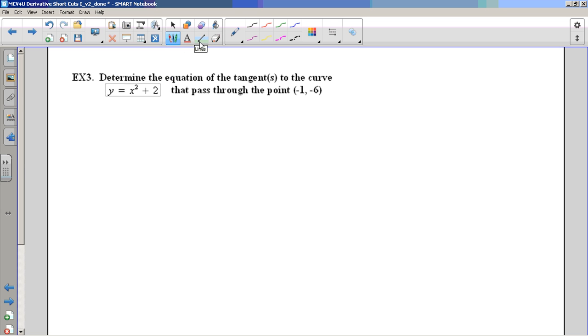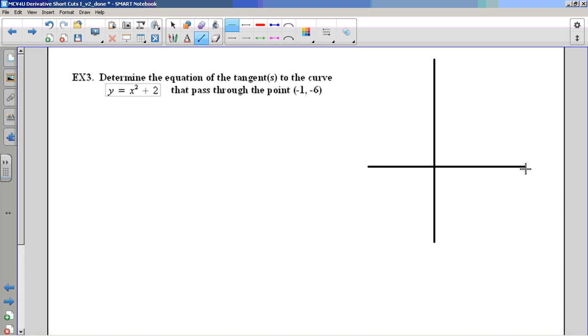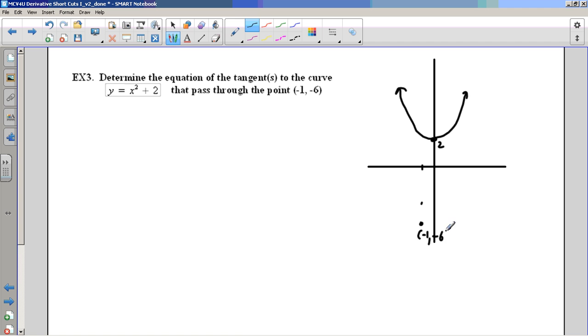Now, before we get going on this, I'm going to draw a little sketch just to see if we can figure, because it says tangent(s), so maybe this has got more than one tangent, more than one solution. So what's this graph? This is a basic parabola moved up 2. Looks something like that, right? Like that. (-1, -6) is maybe way down here somewhere. Let's say (-1, -6). And then we want to find the tangents to this bad boy.